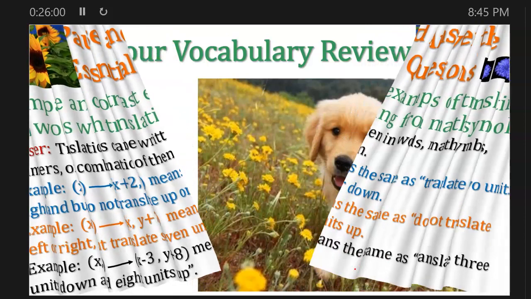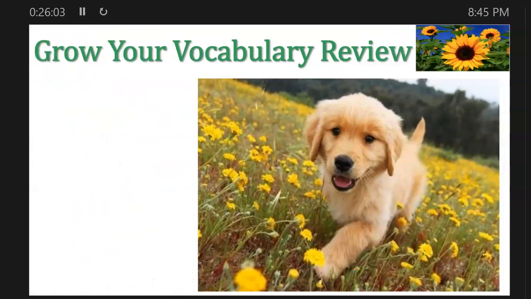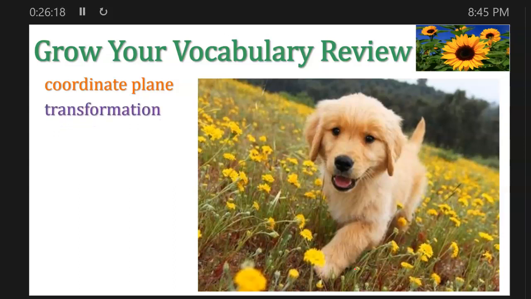All right, yay! We are at our Grow Your Vocabulary review, so we're going to review this vocabulary one more time. This cute little puppy dog walking through the blossoms is going to help us out. Our first word is coordinate plane, which is the graph or grid pattern that is divided into 4 sections with an XY axis. Transformation is when we change a shape by changing its location, orientation, or size on a coordinate plane. The origin is the center point of a coordinate plane, or the point 0, 0.